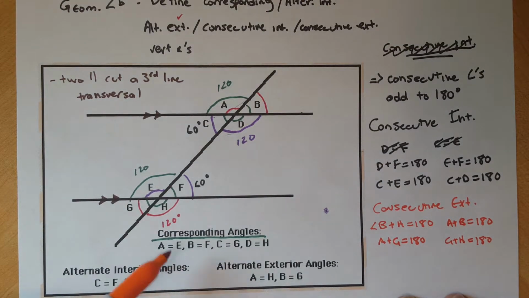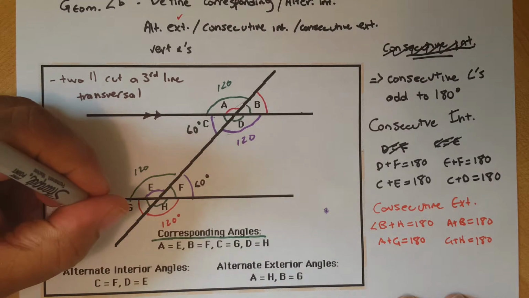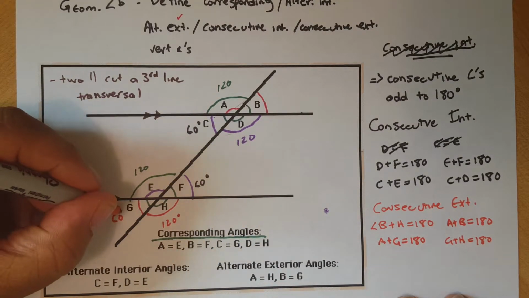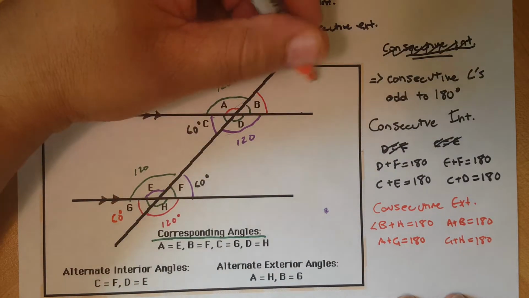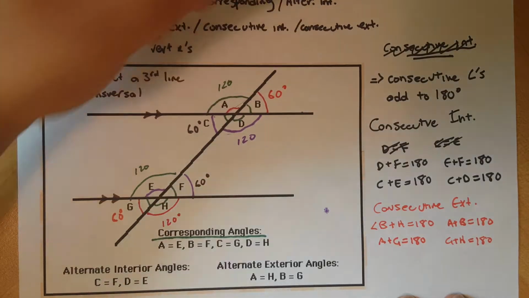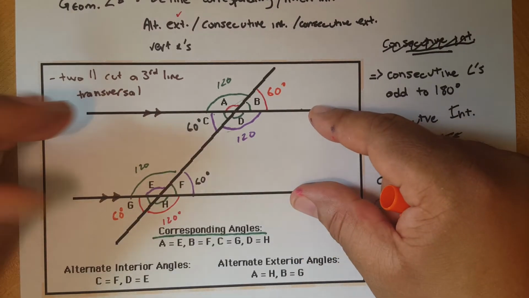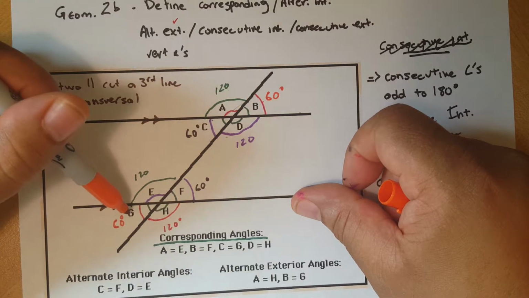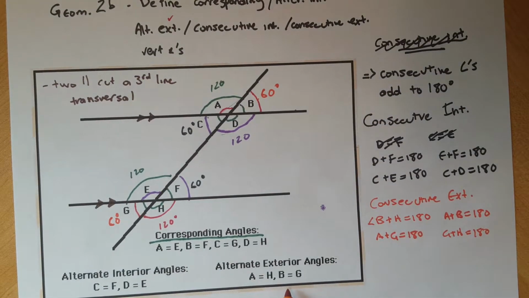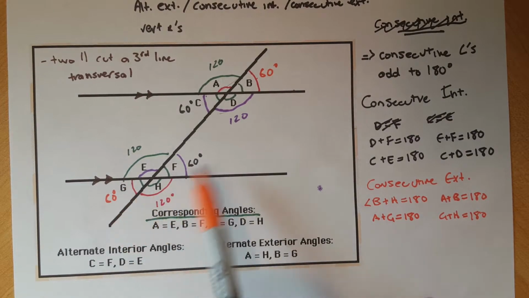So again, applying that, I know that if this is 120, G plus H has to equal 180, so this has to be 60. And again, with 120, A plus B has to give me 180, so I know this has to be 60. And if we check, we said that alternate exterior means outside of that brick wall, so B and G have to be equal to each other. Since they're alternate exterior angles, by definition, they have to be equal, and that holds up. 60 and 60.